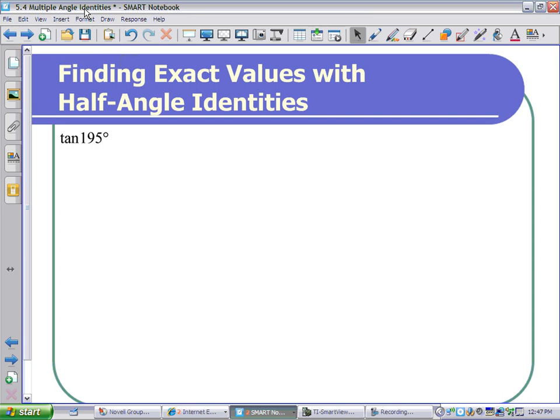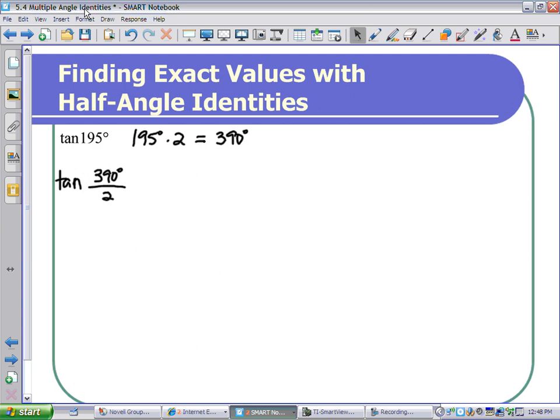Finding exact values with half angle identities. This is our second example here in degrees. And if you remember from the first one where it was in radians, we took the angle and I multiplied it by 2. This is so that it gives us our original full angle, which is 390 degrees. So I can think of the tangent of 195 degrees as the tangent of 390 degrees divided by 2.